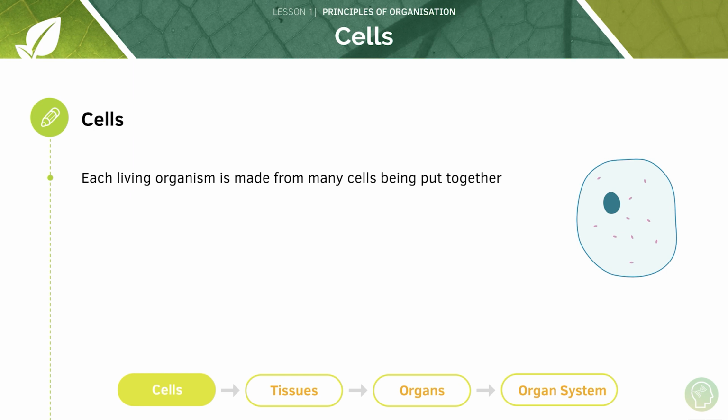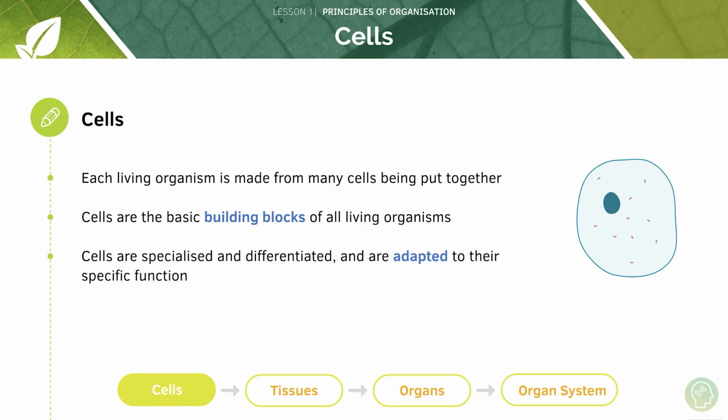So, each living organism is made from many cells that are being put together. So basically, cells are the basic building blocks of all living organisms. If we want to work down right to the basic part of our body that forms everything else, we would call that the cell. So cells are specialised and differentiated, and they are adapted to their specific function.